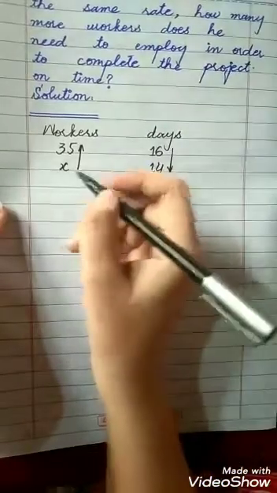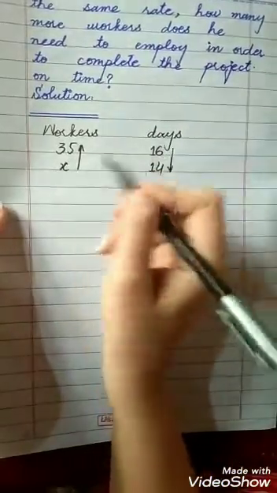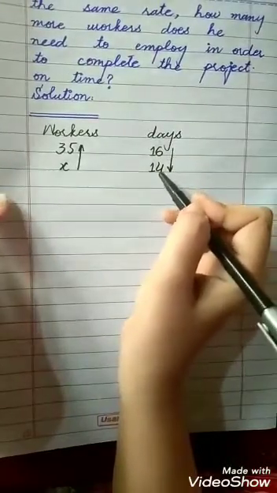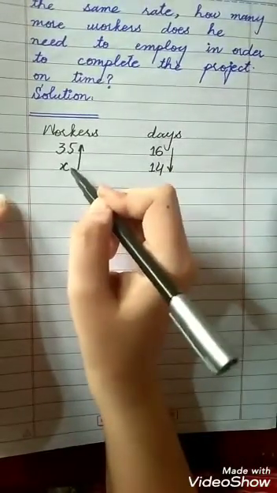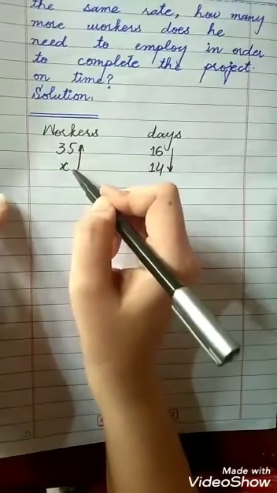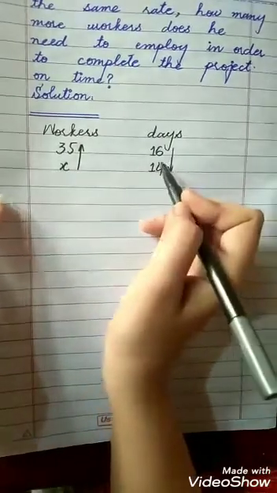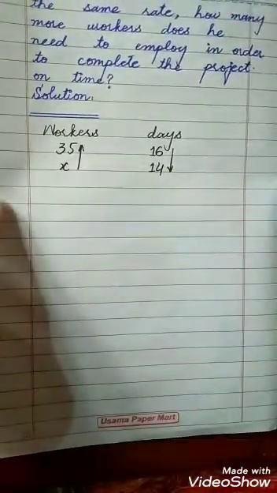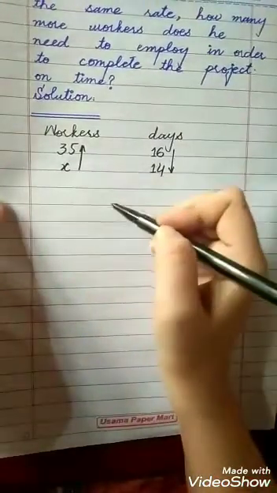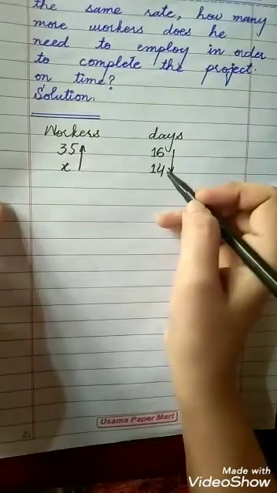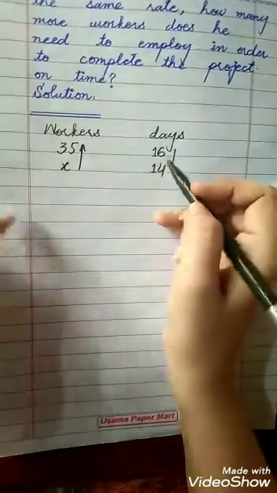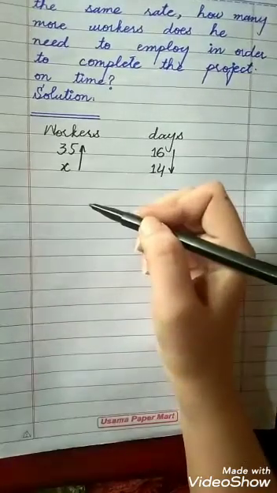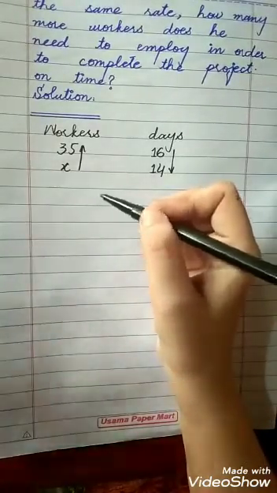Now, how to write this? There is an inverse relation between workers and days, because if there is an increase in one quantity, there is a decrease in the other quantity, or a decrease in one quantity, an increase in the other quantity. That is inverse relation. If an increase in one quantity also causes an increase in the other quantity, that is direct relation. And if an increase in one quantity causes a decrease in the other quantity, that is inverse relation.